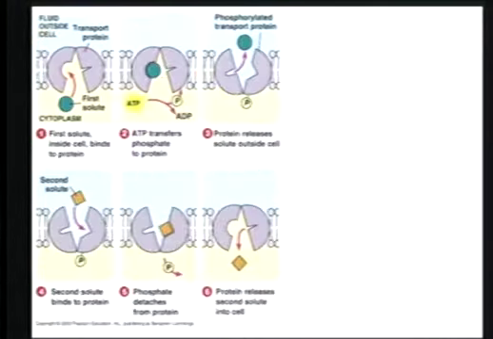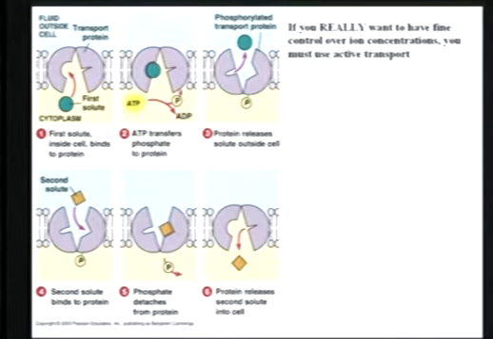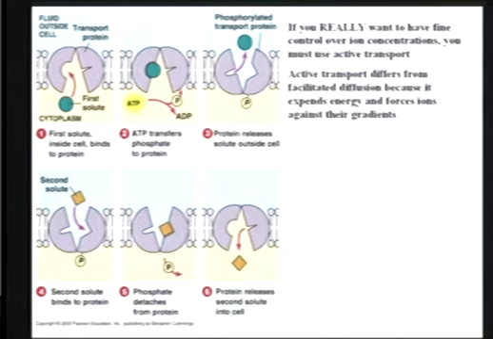So if you want to fight a gradient, if you want to actively transport ions outside of a cell or into a cell against a concentration gradient, you have to use active transport. Active transport is similar to facilitated diffusion in that they both use proteins. That's where the resemblance pretty much ends, because active transport uses energy to move materials across the bilayer. The basic process is that the solute inside the cell binds to this transport protein.